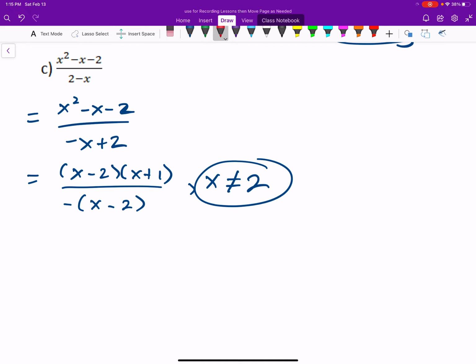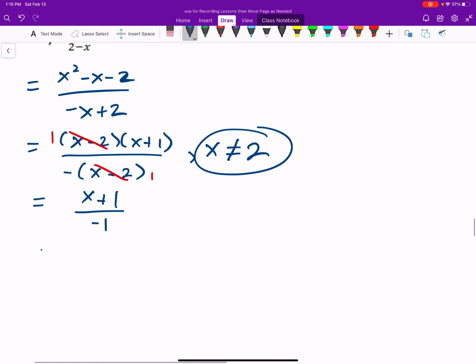If I reduce, the x minus 2's cancel out now that it's in factored form. What I'm left with is 1 times x plus 1 on the top, so just x plus 1, and -1 on the bottom. And as we already saw, if I divide x plus 1 by -1, each term, the sign changes and it becomes -x minus 1.